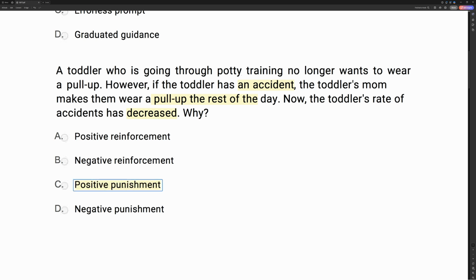If you approach consequence questions like this when you're practicing, you're going to get very good at them. And a question like this one, you're going to be able to do very quickly because it's going to become very easy. Behavior decreased, it's punishment or extinction. Mom added something, it's positive, it has to be positive punishment.